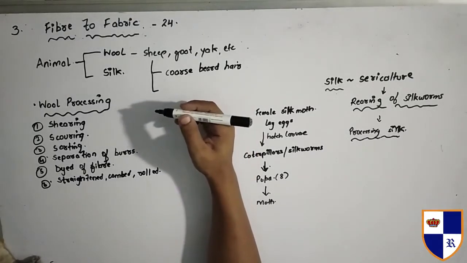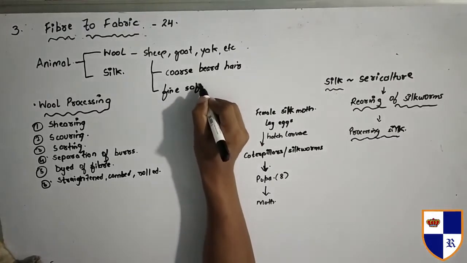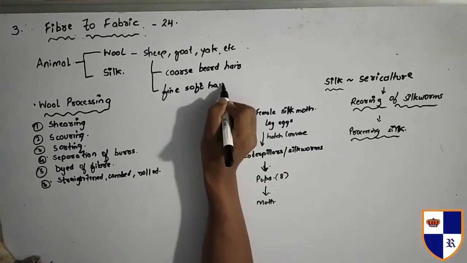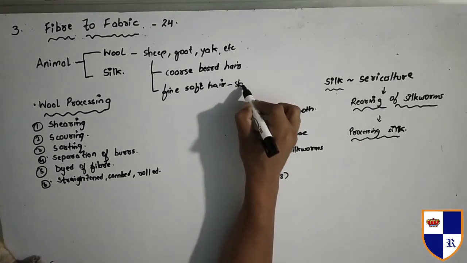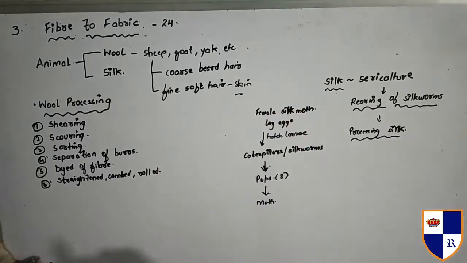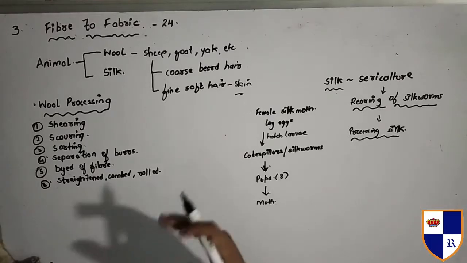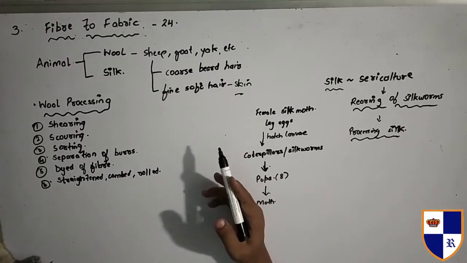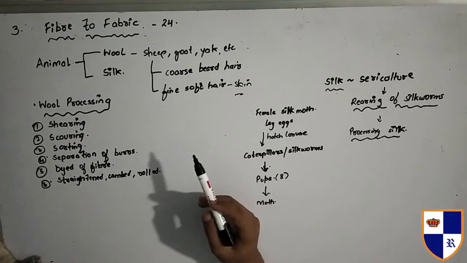And then the second one is fine soft hair. It will be soft hair, which will usually be present near the skin. So there are two types of fibers that we obtain from animals like sheep, goat, and yak.